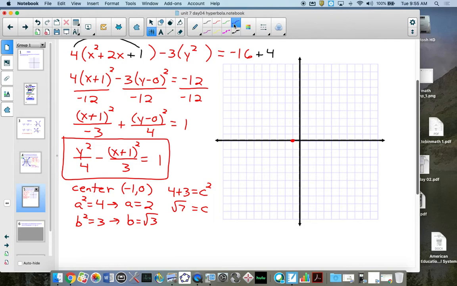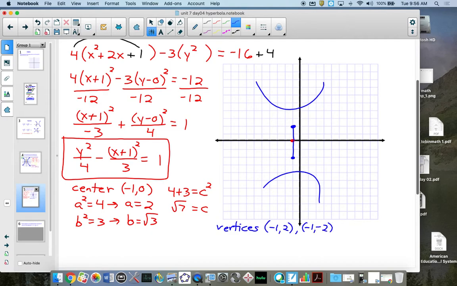The transverse axis goes from vertex to vertex. Since we know it's opening this way, that means that my transverse axis is vertical. So the a is equal to 2, that tells me 2 this way and 2 this way will take me to the vertices. So there's your vertices. So let's say here, vertices are at -1, 2, and -1, -2.